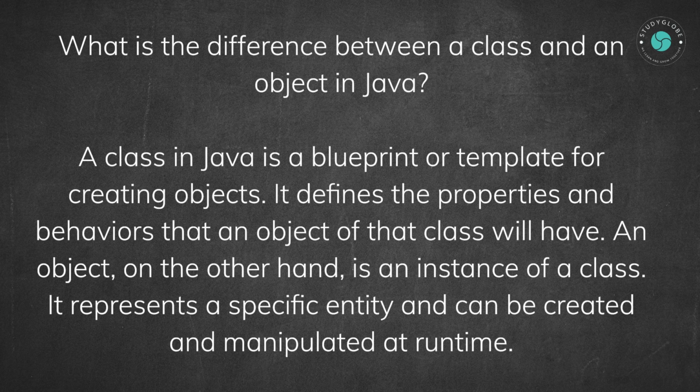What is the difference between a class and an object in Java? A class in Java is a blueprint or template for creating objects. It defines the properties and behaviors that an object of that class will have. An object, on the other hand, is an instance of a class. It represents a specific entity and can be created and manipulated at runtime.